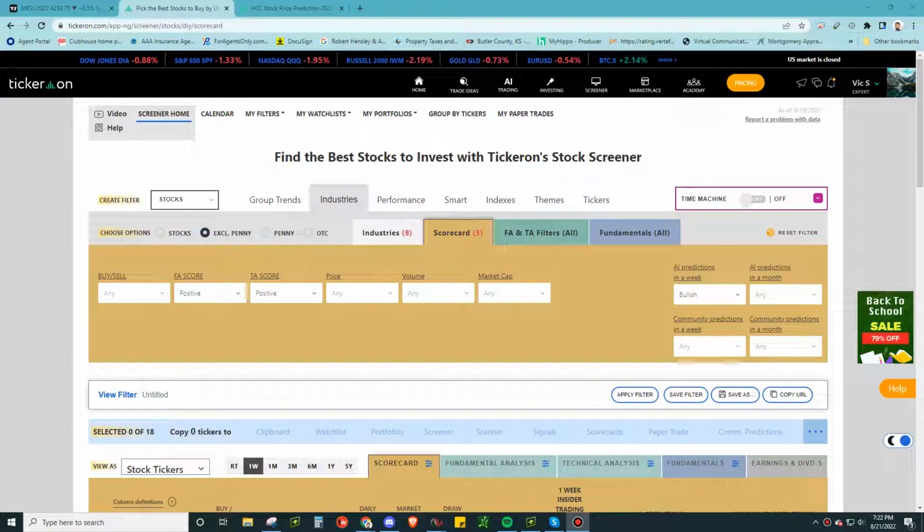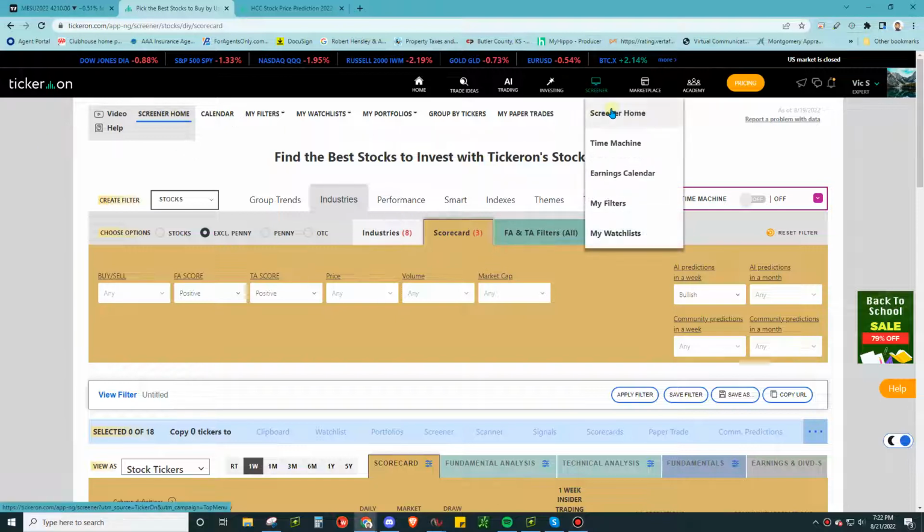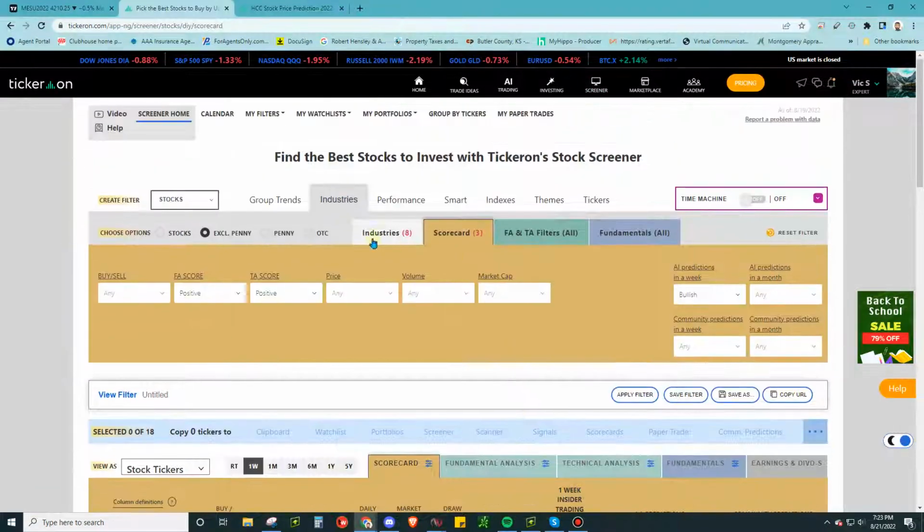First thing I'm gonna do is come into the screener, and for free, you guys have access to the screener, to some of the more basic functions. I don't believe you guys have access to the scorecard feature, which is what I like to use, which is why it costs money, because it's super easy to use. But here's what I like to do first.